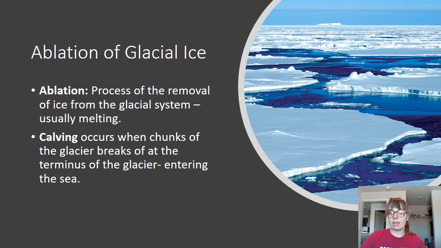The process of adding ice to a system is called accumulation, and the process of removing ice from a glacial system is called ablation. That word ablation is just the process of removing ice from a glacial system, and that process is usually melting. So you lose ice from a system when that ice melts and leaves the glacier as liquid water. But calving is a special type of ablation that occurs when chunks of the glacier break off into the ocean. Lots of glaciers go right up to the ocean, and then they can break off into the ocean. The process of calving is what actually creates icebergs.